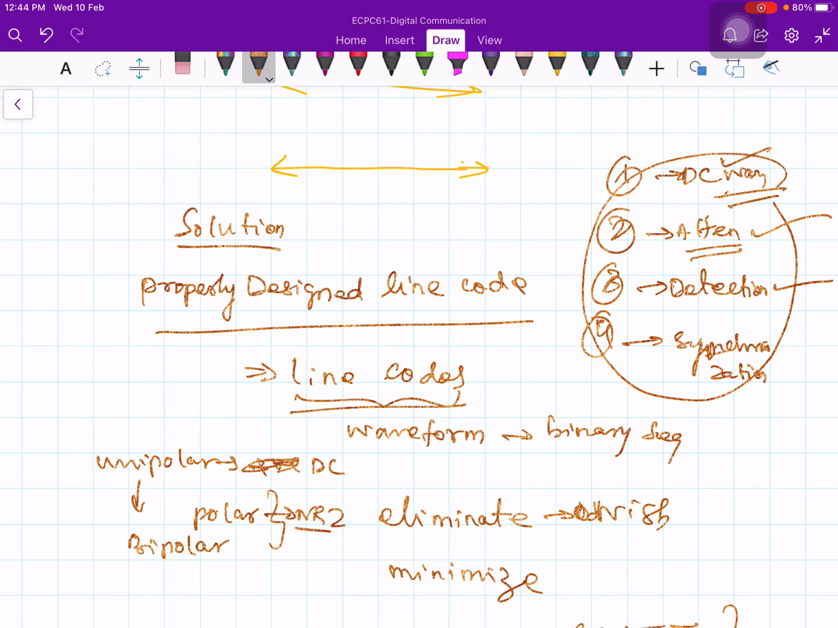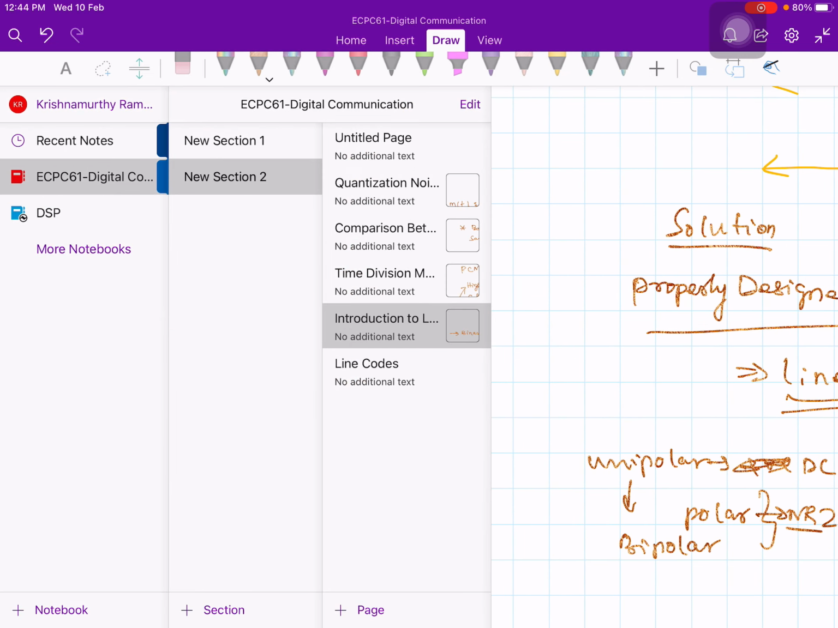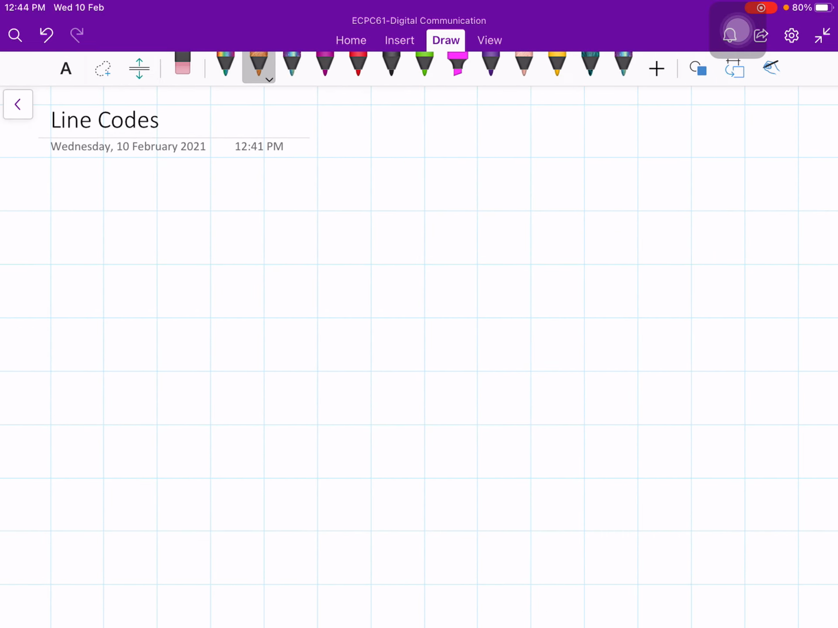And then if you have long sequence of ones and zeros, then you will be forced to transmit continuously positive voltage or continuously negative voltage. So in that case, synchronization is also a problem. So these are the four problems we looked at in the last lecture. Now in this lecture, let us discuss the line codes which try to minimize these four problems.